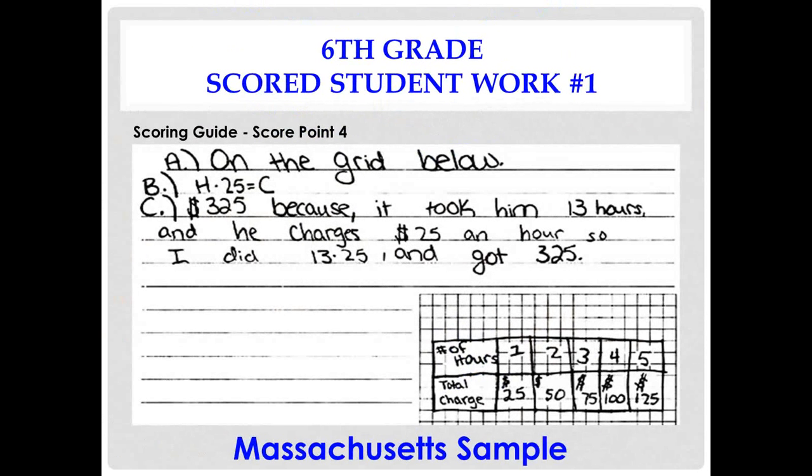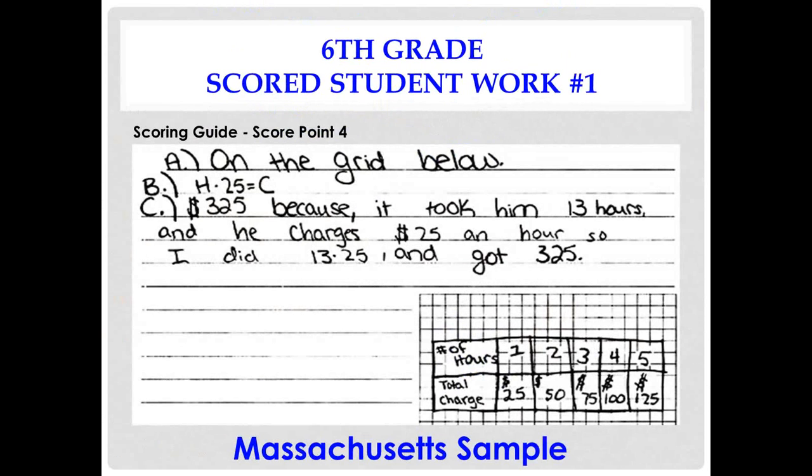Okay, we're looking at student scored work. Once again, this is one of those added features to the webinars. I try to highlight scored student work, so as teachers, we can look at what is considered to be an exemplary model. And then, of course, what are some students answering that may not understand at all what the question is asking.